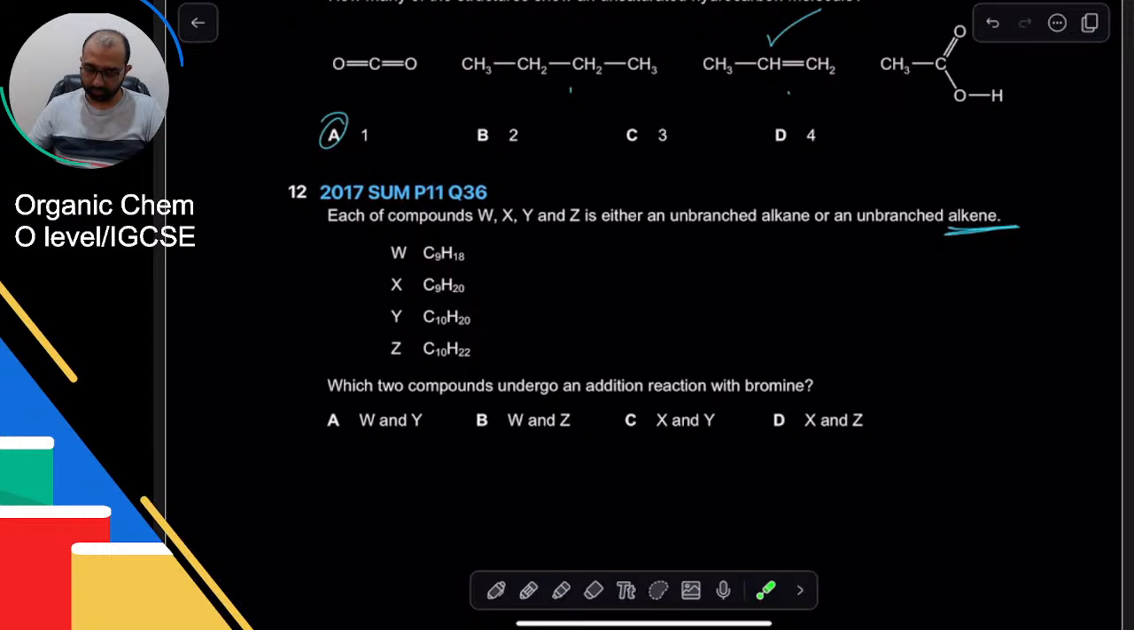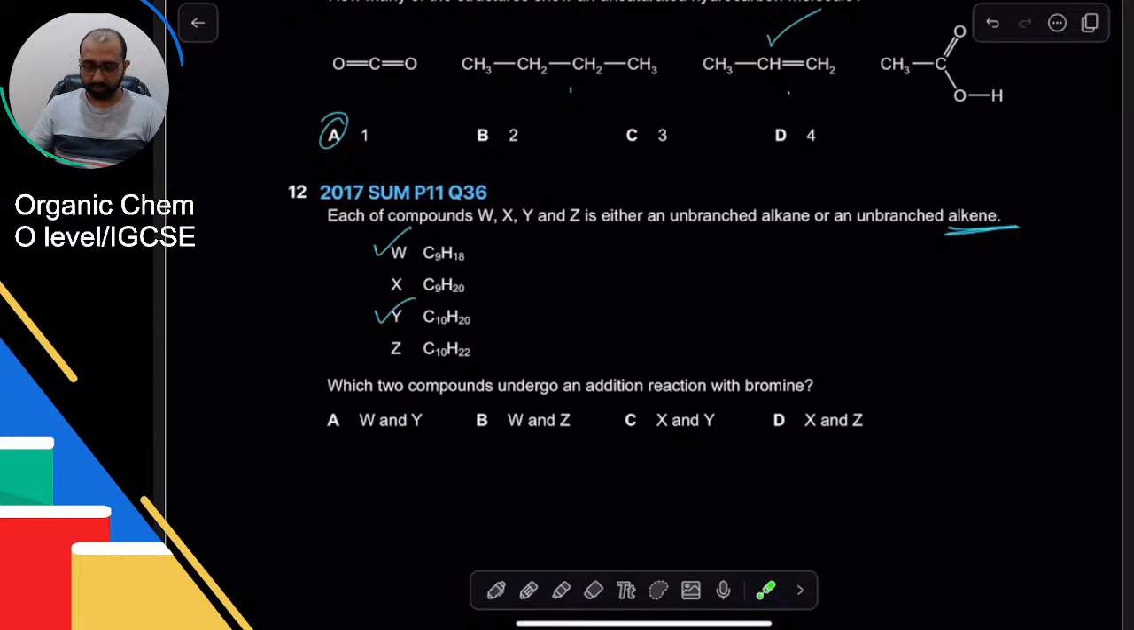If it is an alkane, if the formula fits, it cannot do addition with bromine. With an alkene, if the formula fits, then it will do addition. So let's see which one has double the hydrogen as carbon. This one has double the hydrogen as carbon, this one has double the hydrogen as carbon. So they're both unsaturated compounds of carbon and hydrogen. So these two will definitely do it.